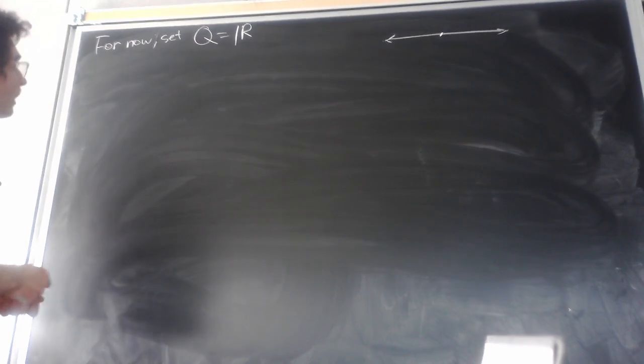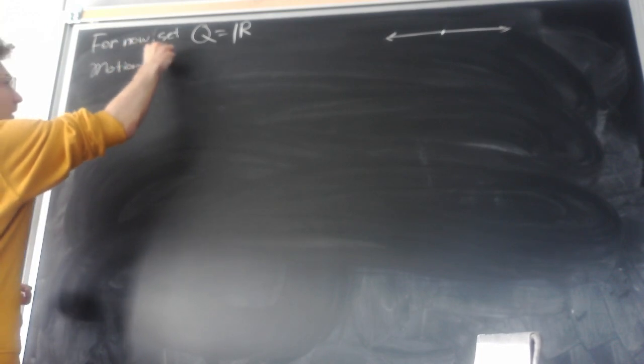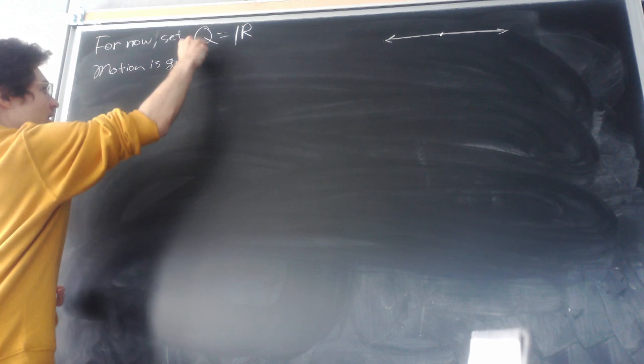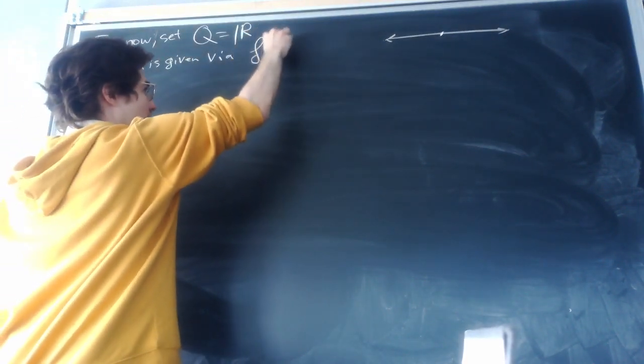And I will also make this restriction that the motion is given via the function f of x. So the function only depends on your position and not your speed or velocity, right? So the question about velocity, for now, think of velocity as just kind of you take the time derivative of our path x.